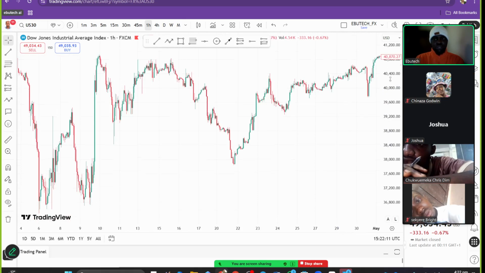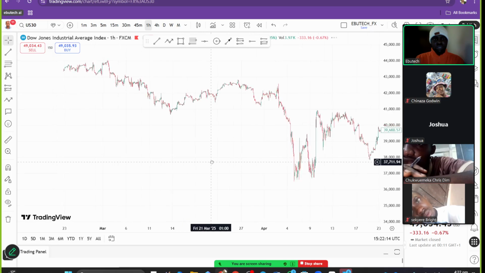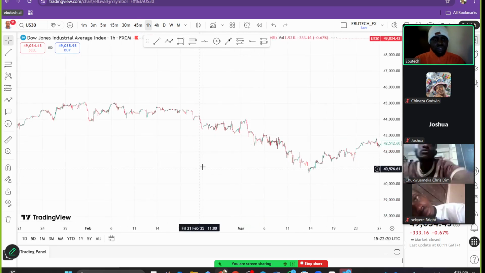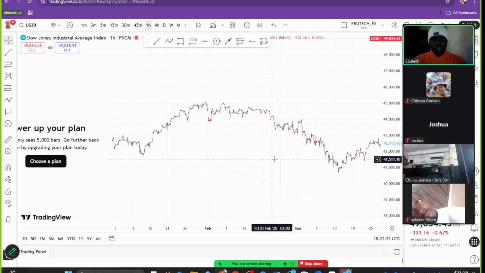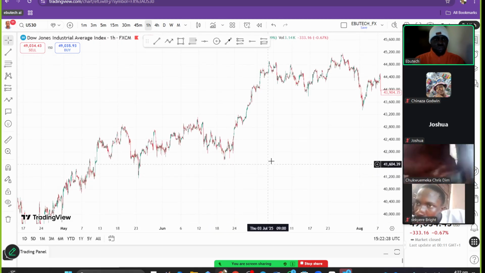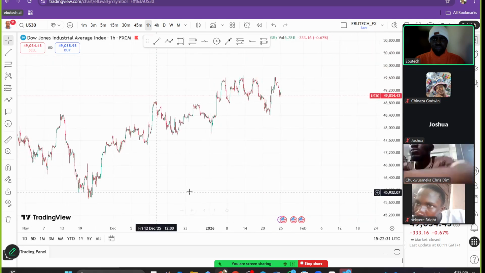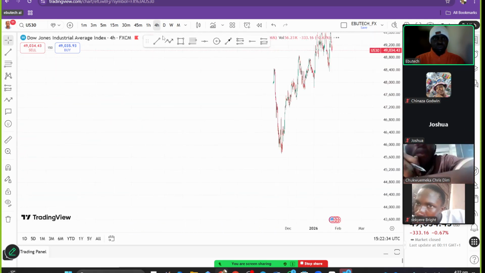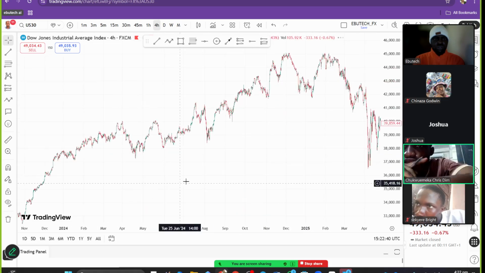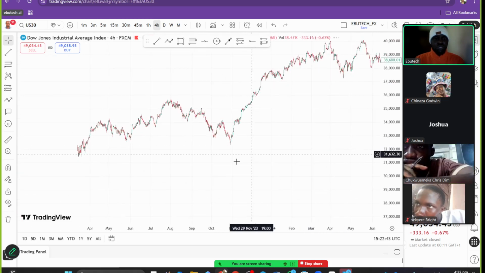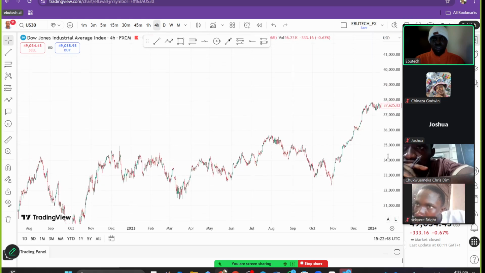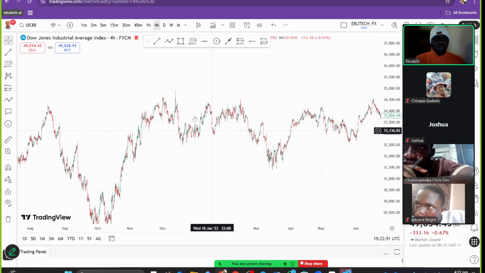This market has been dancing up and down. US 30 is not even consolidating. It has just been flying up, flying up, flying up. It's not even consolidating. But let me just give you guys an example.